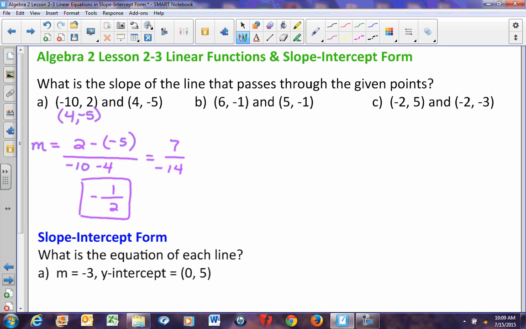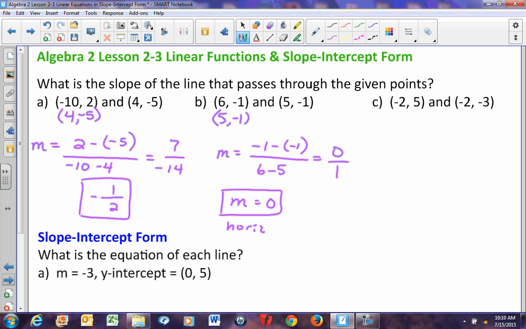The slope of the second pair of points here, if I was to write these vertically, my slope will be my change in y, negative 1 minus negative 1, over 6 minus 5. Negative 1 minus negative 1 is the same thing as saying negative 1 plus 1, so that becomes 0. 6 minus 5 is 1. Whenever 0 is on the top of a fraction, the answer is 0, so the slope of this line is simply 0. In other words, it's a horizontal line. All horizontal lines have a slope of 0.